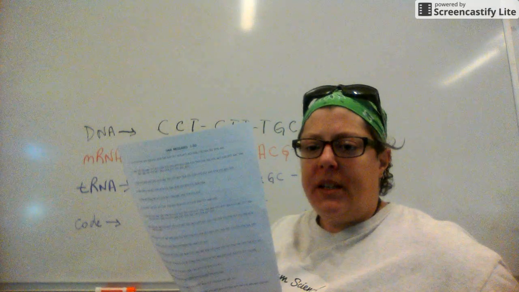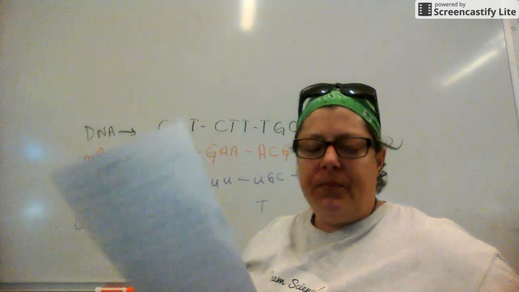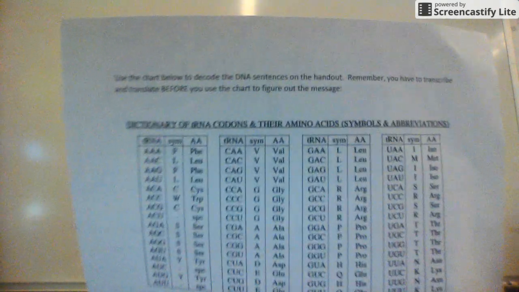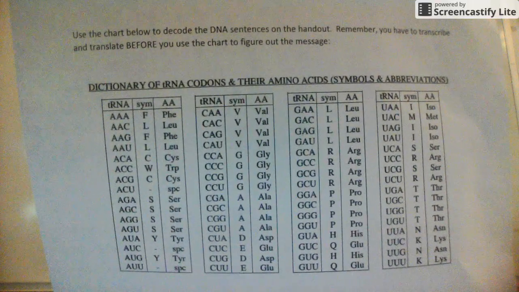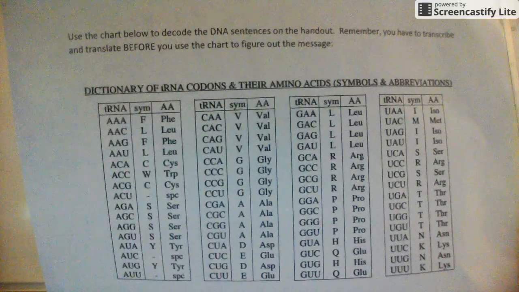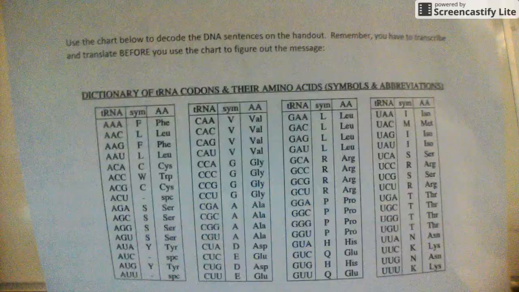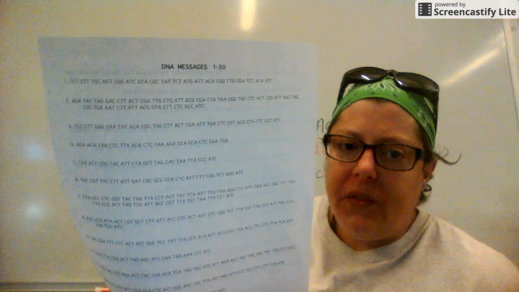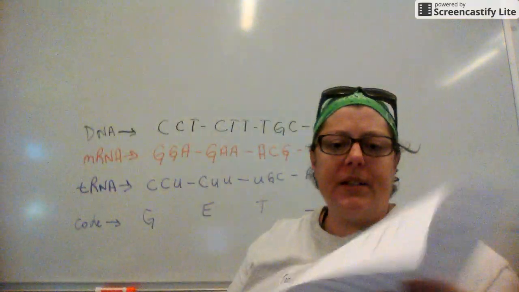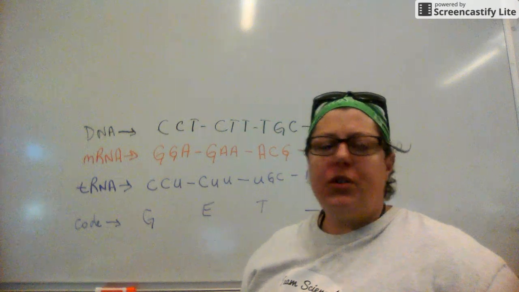In order to do this activity, you need this sheet, and you also need the code for all of the transfer RNAs that you're going to get at the end. These codes are in DNA format, and you have to go through 3 iterations. Let me show you how that's done. I have part of the first code up here.